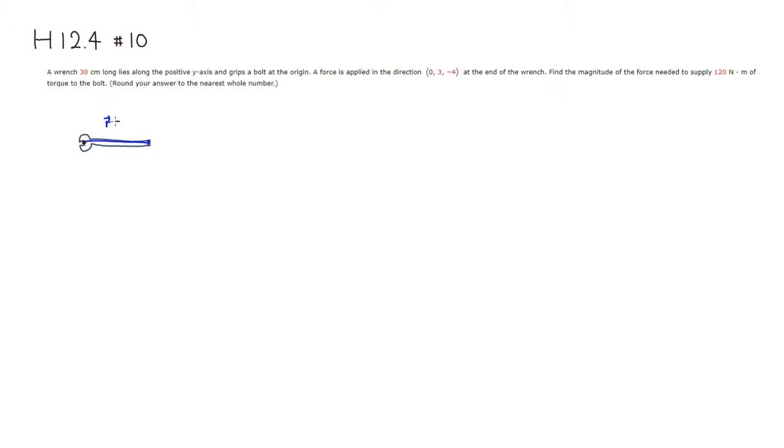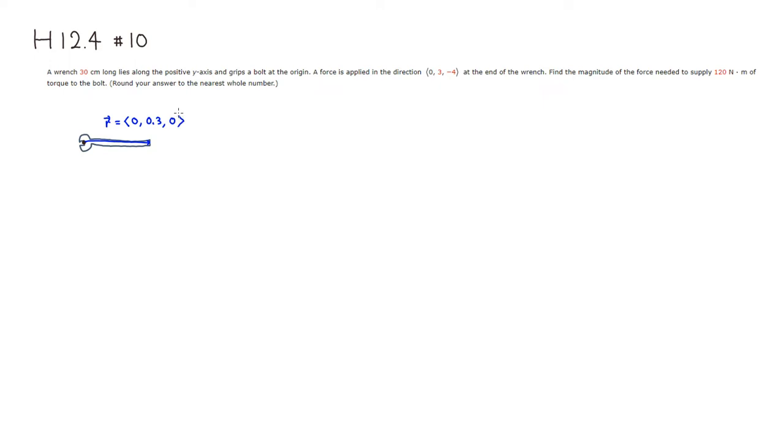So there's no component in x, and the y component is 0.3. I want to put it in meters, so 30 centimeters is 0.3 meters. And then there's no z component, so we have that.